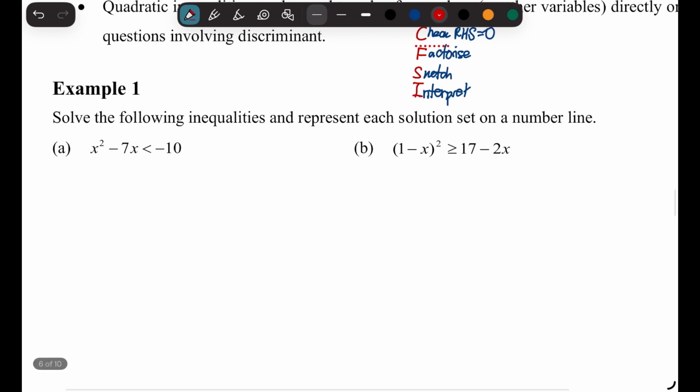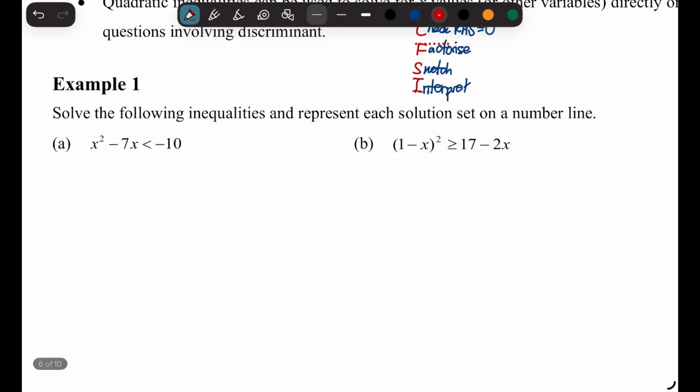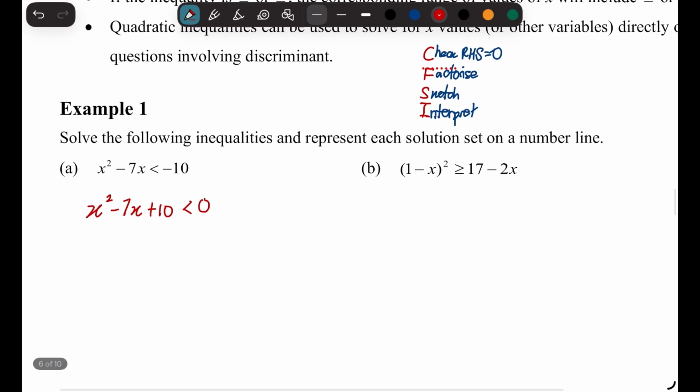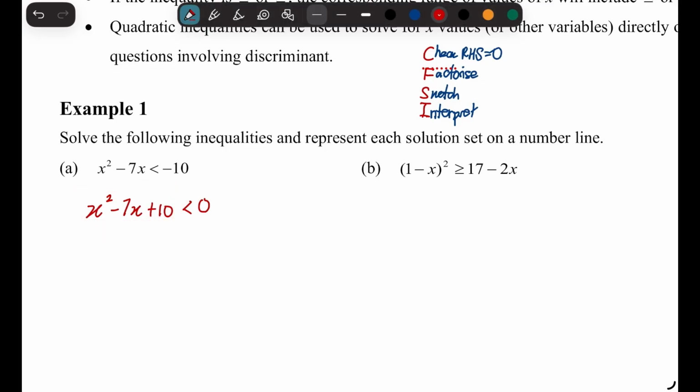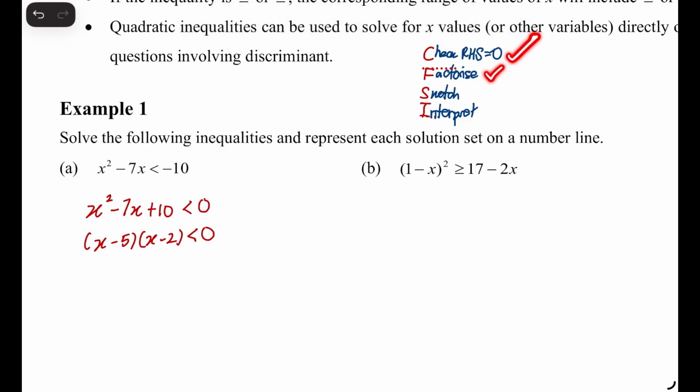Okay, example number 1. Step 1, make my right hand side 0. So in order to do that, I will add 10 to both sides of this inequality. So x squared minus 7x plus 10 is less than 0. So step 1, check right hand side 0, done. Next part, factorize. You can use your tic-tac-toe method or the cross method to factorize this quadratic expression over here. By factorization, I will get x minus 5 times x minus 2, the whole thing less than 0. Factorize, done. Next step, sketch.